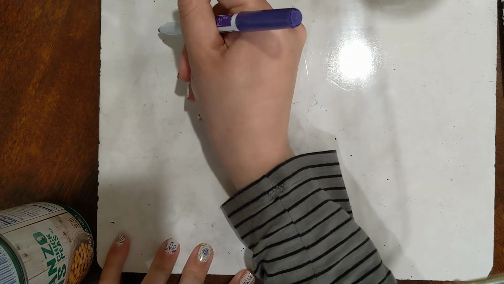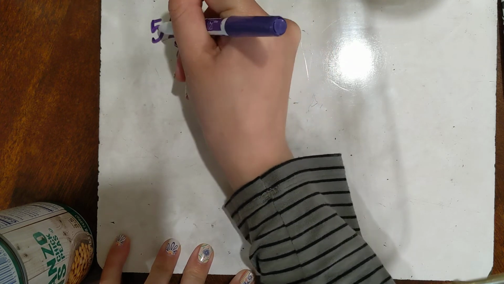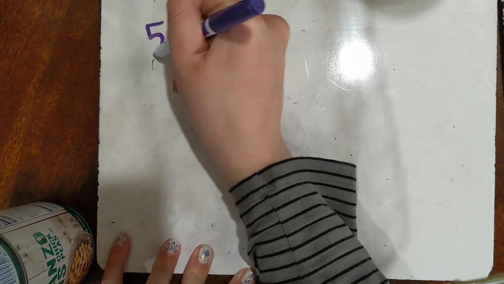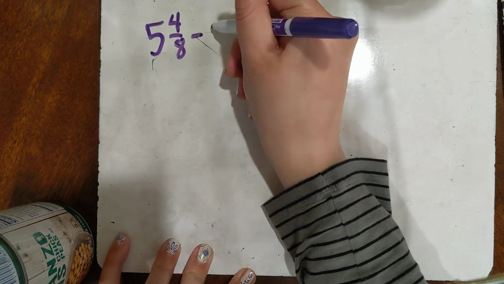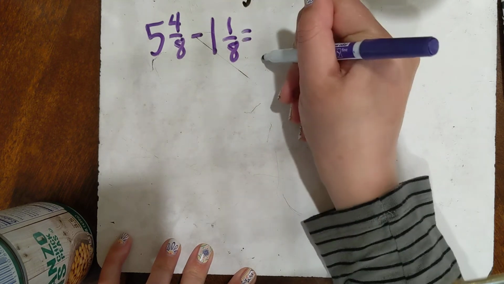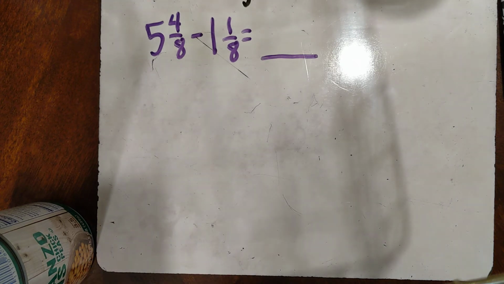Let's use purple. If I have 5 and 4/8, let me make my 5 a little bigger so it looks like a whole number, take away 1 and 1/8, and we need to figure out what that equals. Turn them into equivalent improper fractions, and then you can subtract and turn it back into a mixed number, and then simplify.